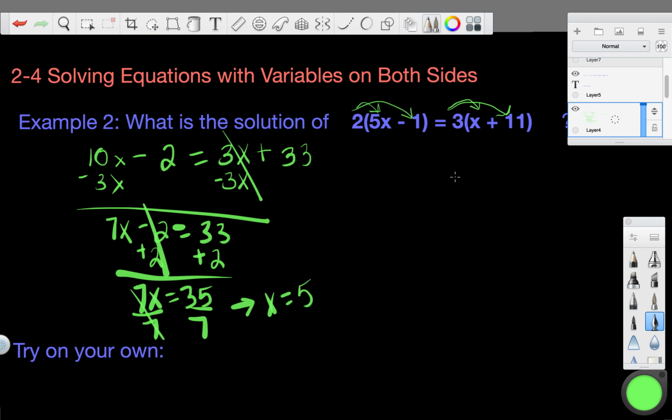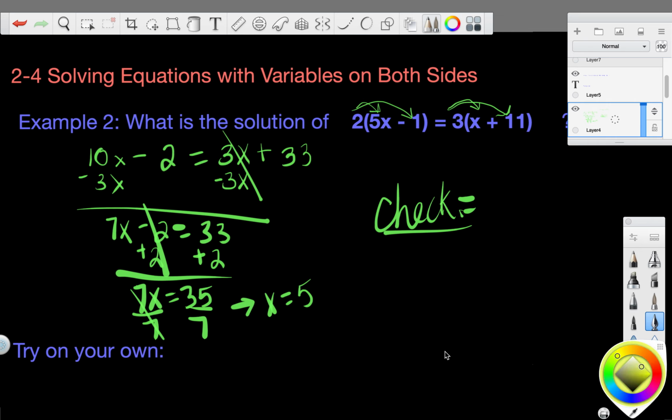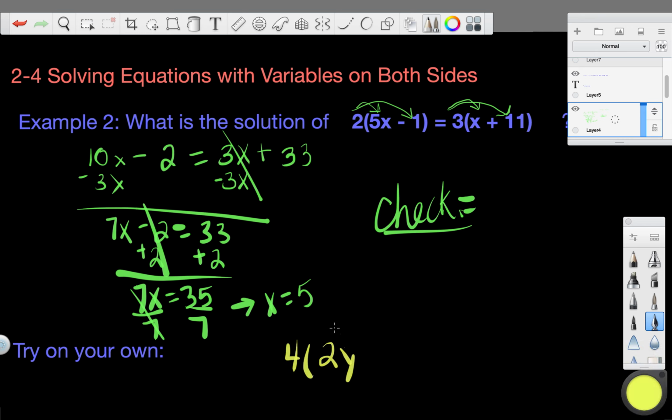Okay? Let's check. Actually, you guys check this on your own. So I need you guys to check. And then I also want you to complete a very similar problem. I'm going to do this one in yellow. We're going to do 4 times 2y plus 1, and that's going to equal 2 times y minus 13. Okay? Follow the same steps. Distribute your 4 first, distribute your 2 second, and then you can go from there.